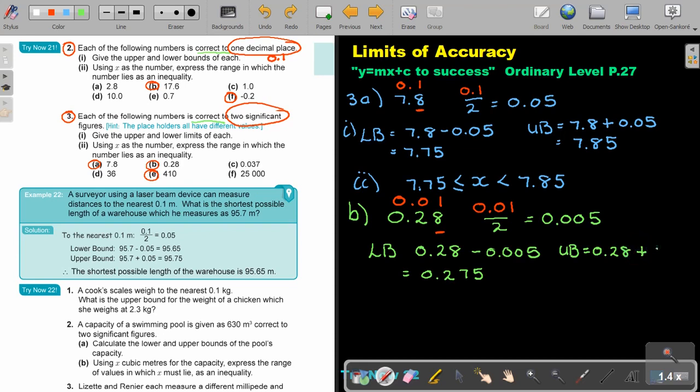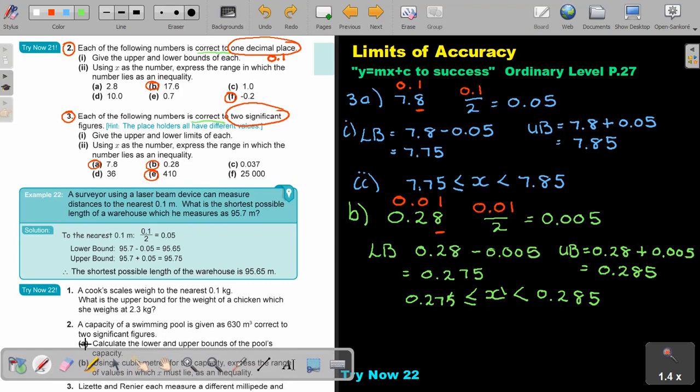0.28 plus 0.005, and that is going to give me 0.285. And then if I put the x there, and then my lower is here, just get that 5, and my upper is here. Okay, and then the last one here, maybe we can just move it a little bit up and up.